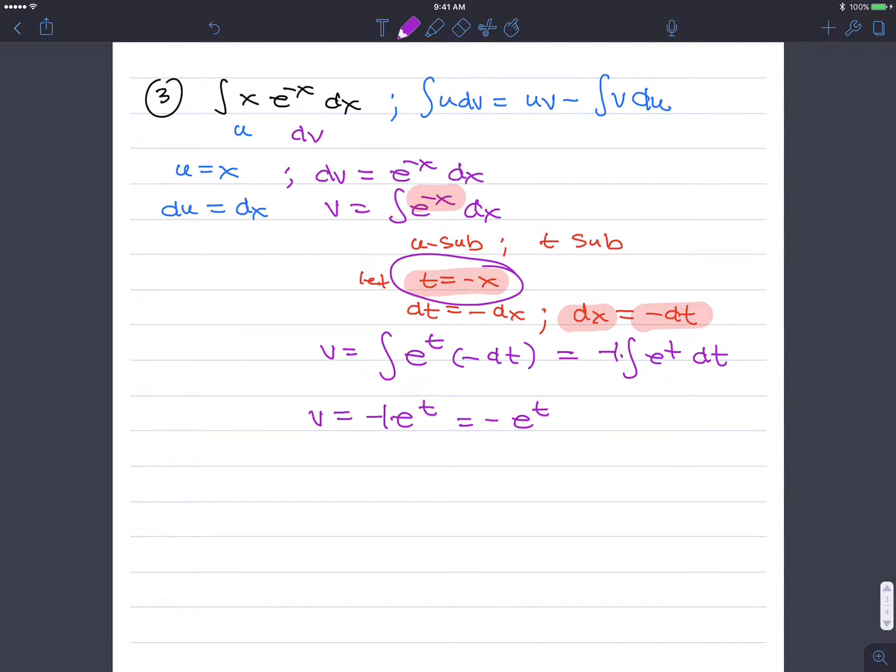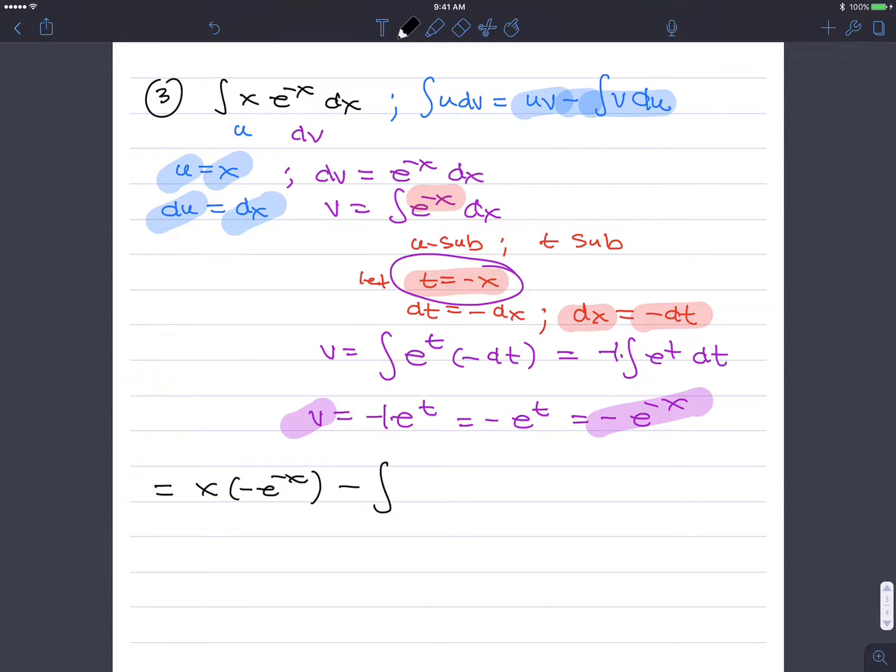Don't forget, t is really negative x, so this would be minus e to the minus x. This is my v. V is minus e to the minus x power, and u is x, du is dx. We're going to use this in our integration by parts format. uv minus integral v du. So here's what we get. x times minus e to the minus x minus integral v is minus e to the minus x, du is dx.